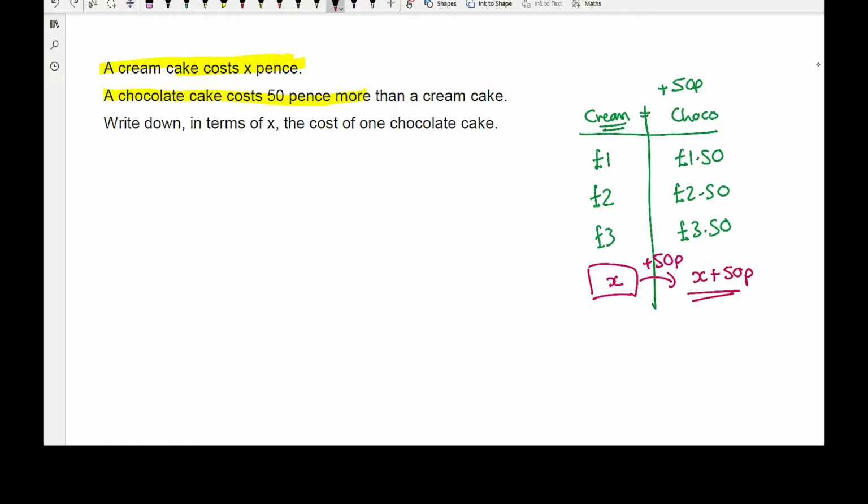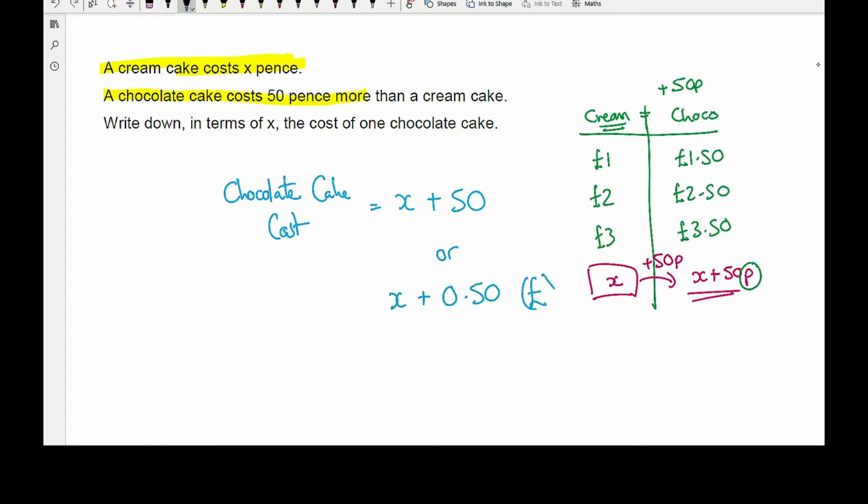Now, you need to be careful when you're doing these algebra questions, because obviously here P represents the pence, but it could mean something else. So when it comes to writing the answer to this particular question, for the chocolate cake, the cost would be X plus 50, or I could write it as X plus 0.50 if I wanted it in pounds. Now, personally speaking, which of these two answers would you go for?